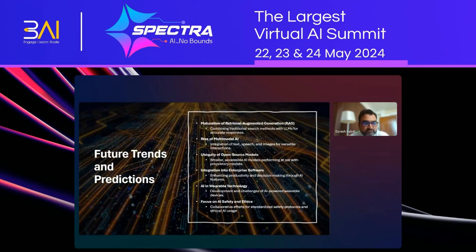We must also look towards future trends and predictions. We can see the onset of combining traditional search methods with LLMs for accurate responses. There is also a rise of multimodal AI, the integration of text, speech, and images for versatile interactions. We also see a lot of open source models coming in, so it's a kind of democratization of AI, and we are in the best phase in terms of experimentation and picking up even smaller open source models. Integration into enterprise software is about enhancing productivity and decision making. AI is also going to be used extensively in wearable technology, as we can see in these glasses from Meta. And there will be an increased focus on AI safety and ethics going forward.